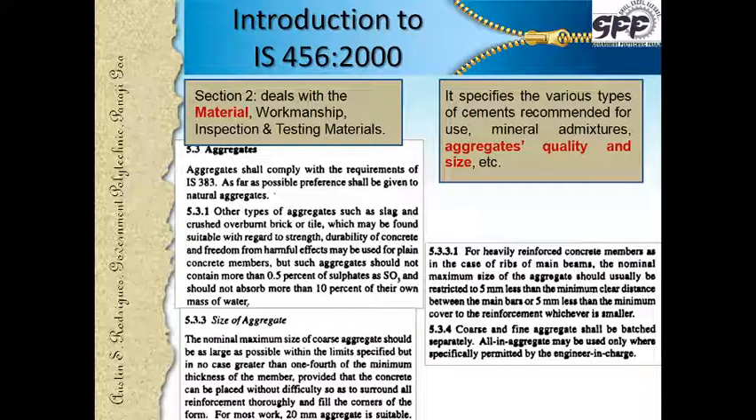The next clause, 5.3.3, the size of the aggregate, is very important for those people who deal with RCC. The nominal maximum size of coarse aggregate should be as large as possible within the limits specified, but at the same time in no case greater than 1/4 of the minimum thickness of the member, provided that the concrete can be placed without difficulty to surround all the reinforcement thoroughly and fill the corners of the form.